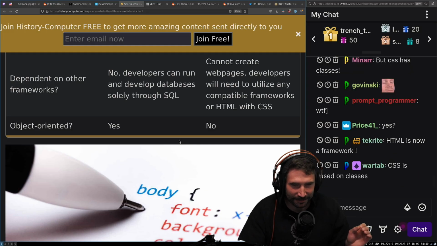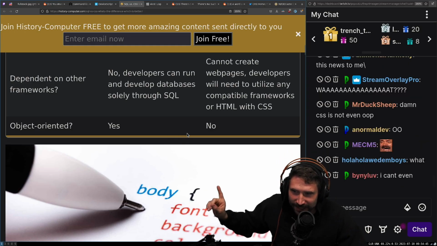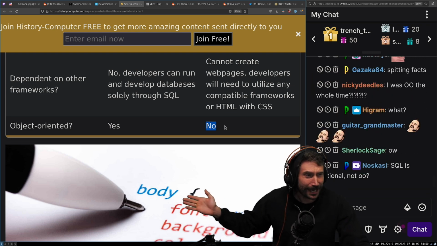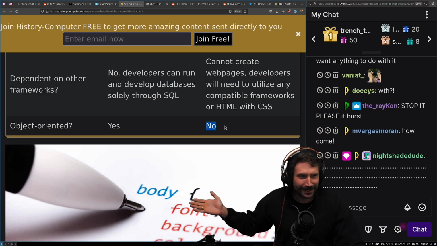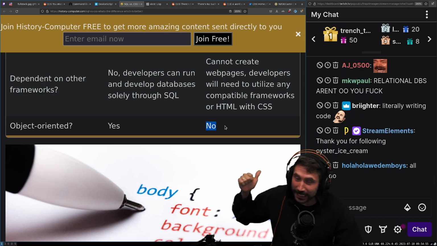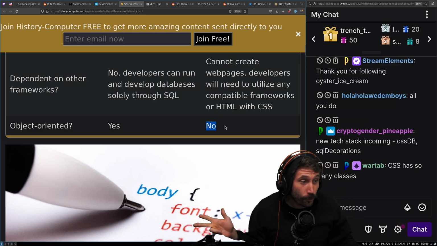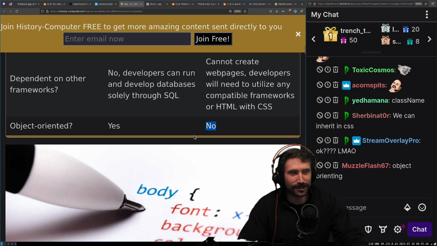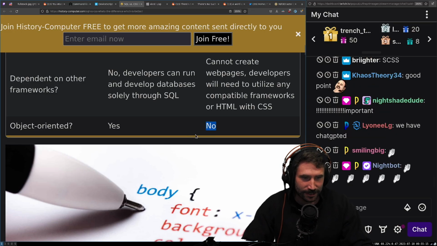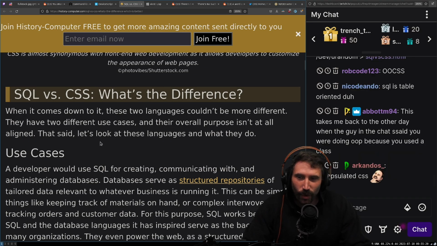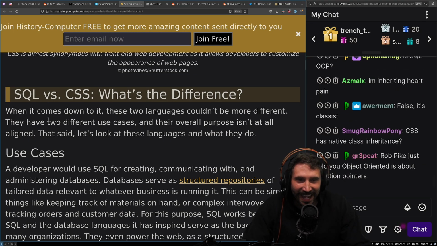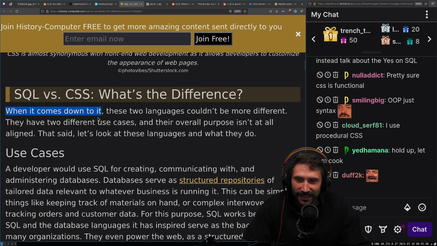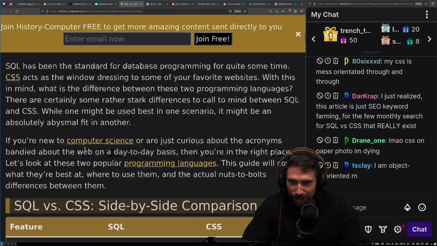I cannot believe that this literally just said CSS is not object-oriented. Of course it's object-oriented. What are you talking about? We all know this. You can develop classes. You can inherit. You can override. You encapsulate. What are you talking about? I'm so offended at this level of misinformation. Okay? SQL versus CSS. What's the difference? This could literally be, I wrote this article. No, you didn't. This literally could be one sentence. I am still tickled to death right now.